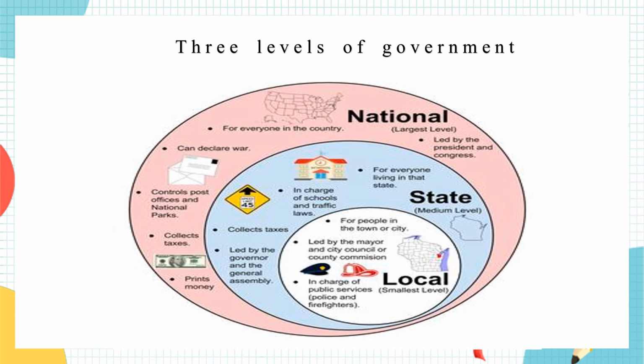The local government is at the smallest level. It only influences the people who live in the town or city. It is led by the mayor and city council or county commission. It is in charge of public services such as police and firefighters.